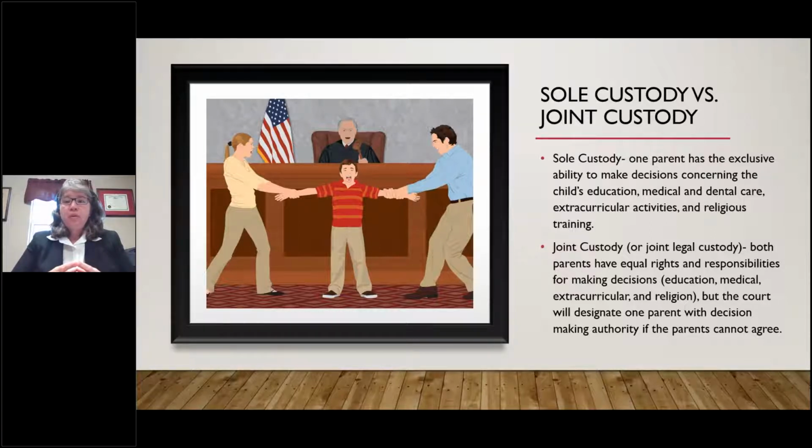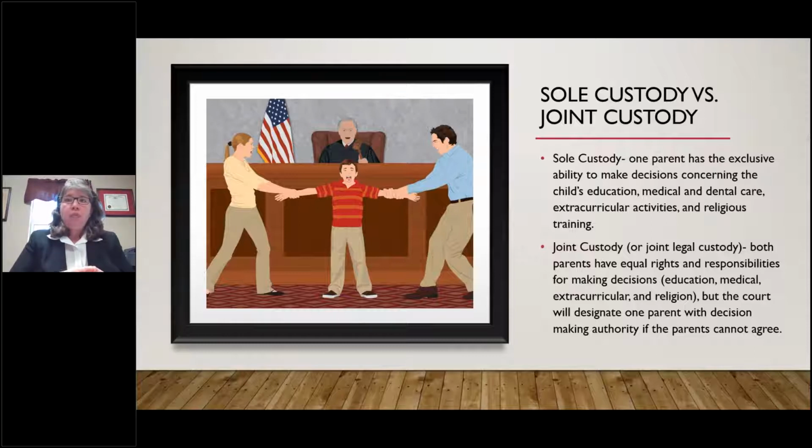There's also what we call joint custody, or sometimes people refer to it as joint legal custody. And this is when 2 or more people have the right to make decisions concerning the child. So a lot of times when people are getting divorced, they will end up getting joint legal custody of their children. And then one person will be designated with final decision-making authority.